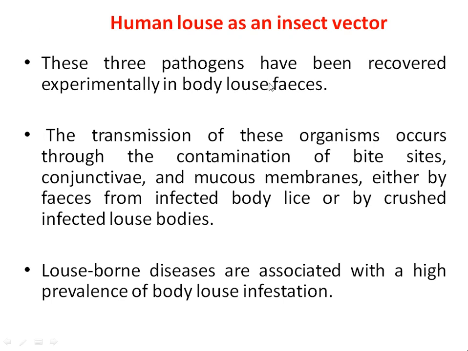These three pathogens have been recovered experimentally in the body louse feces, that is undigested food which is released by the body lice. So in the feces, one has identified these three bacterial species. The transmission of these organisms occurs through contamination of bite sites, conjunctivae, and mucous membranes, either by feces from the infected body lice or crushed infected louse bodies.